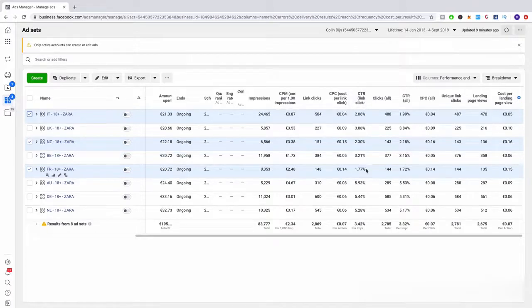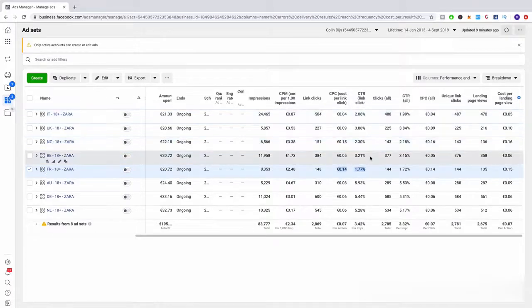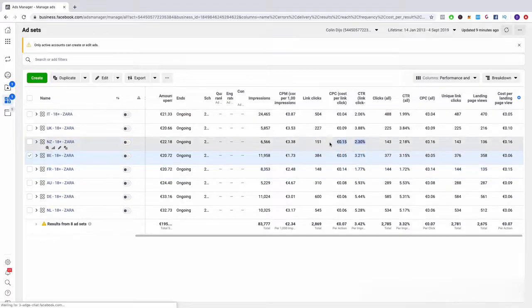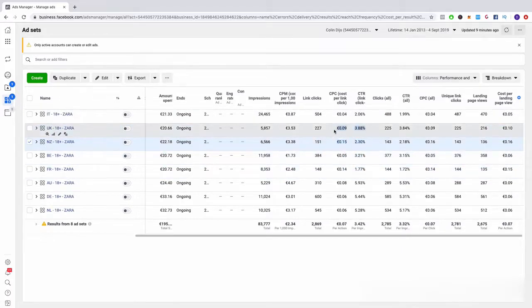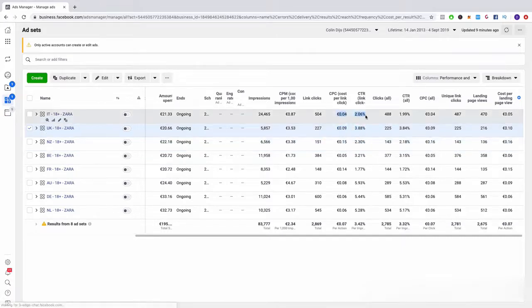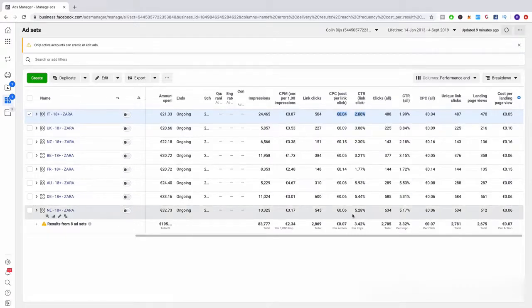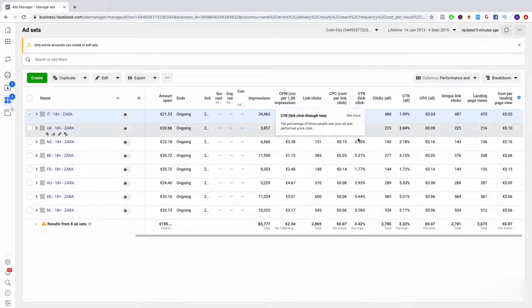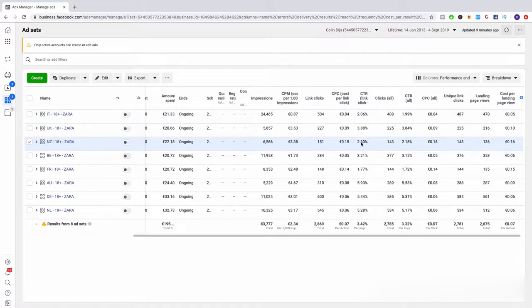This campaign, not profitable. This campaign, maybe break even, maybe a little profit. Not profitable, I can already tell from the data. And this campaign could be profitable. Italy is not an easy geo. But get your CTRs above 5%. It's not easy, but you have to do it.